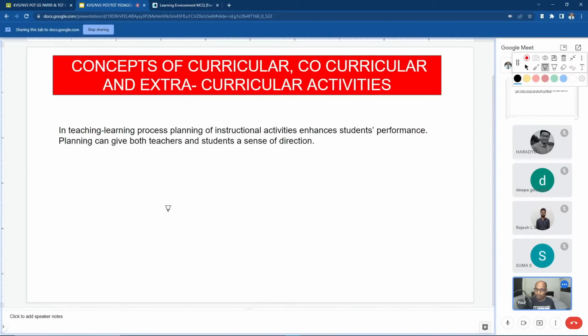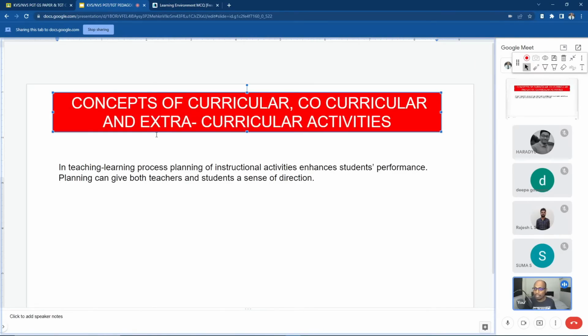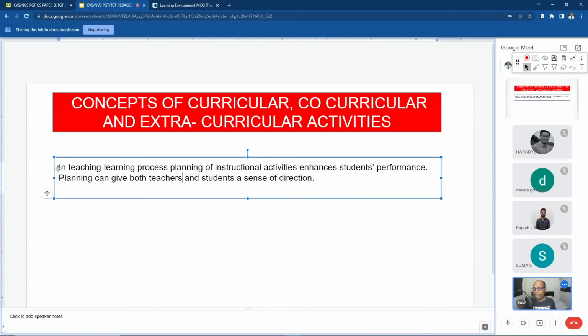Next question. Three questions enough. Now how will it affect planning students' activities? So here is the title, concepts of curricular, co-curricular and extracurricular activities. Why should we include curricular activities, co-curricular activities and extracurricular activities in the classroom?